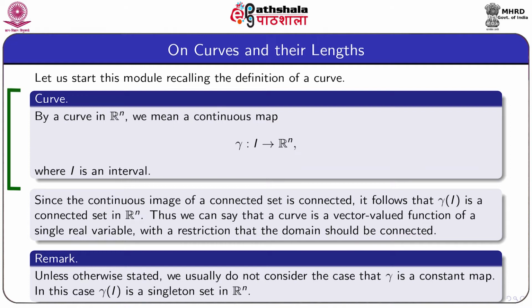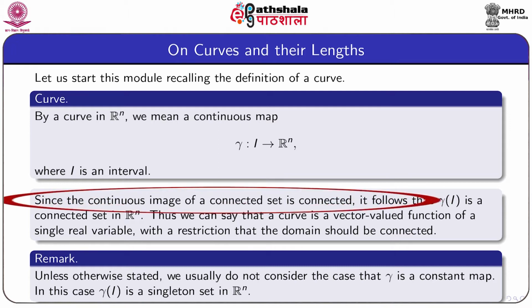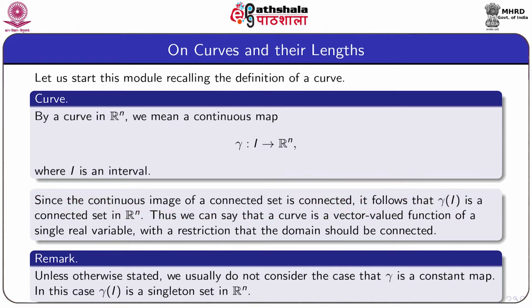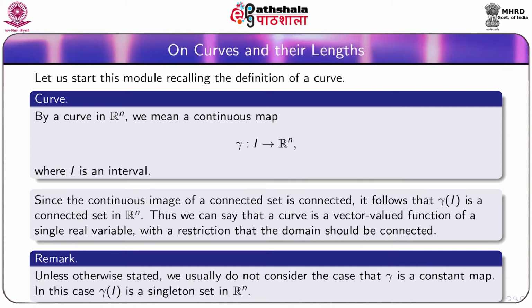Curve. By a curve in Rn, we mean a continuous map, say gamma, from I to Rn, where I is an interval. We repeat that by an interval we mean a connected set in R. Since the continuous image of a connected set is connected, it follows that the range gamma I is a connected set in Rn. Thus, we can say that a curve is a vector valued function of a single real variable, with a restriction that the domain should be connected.